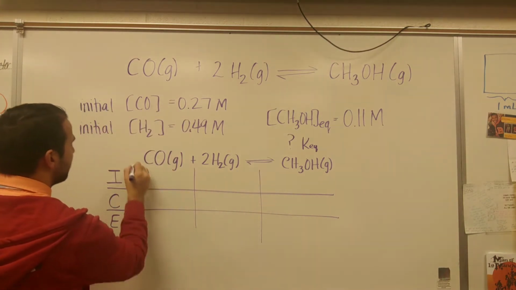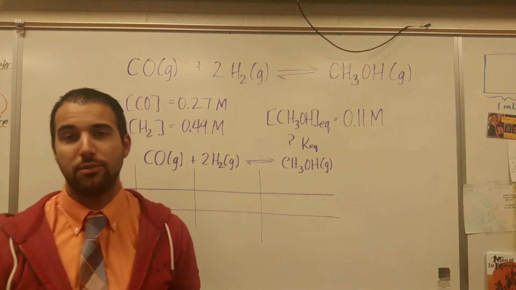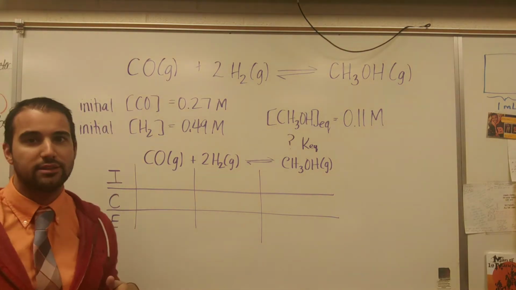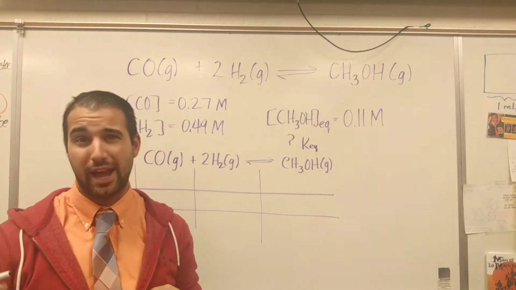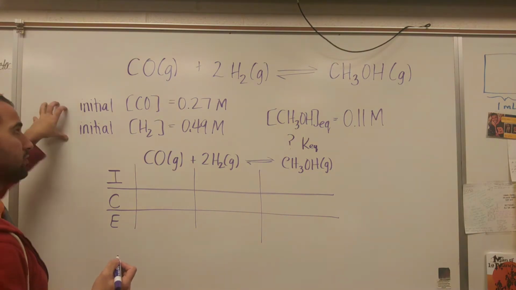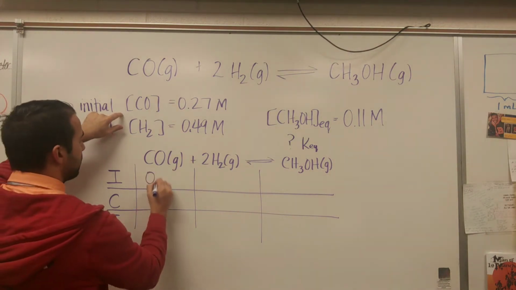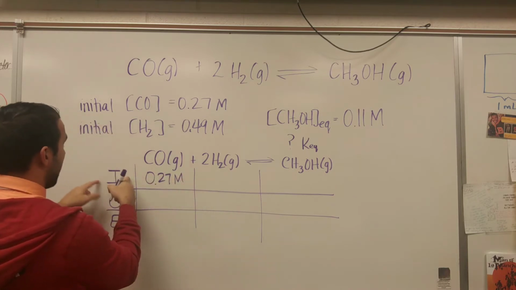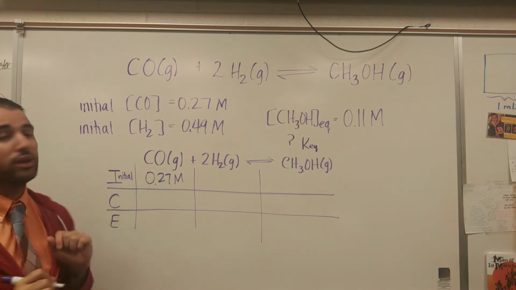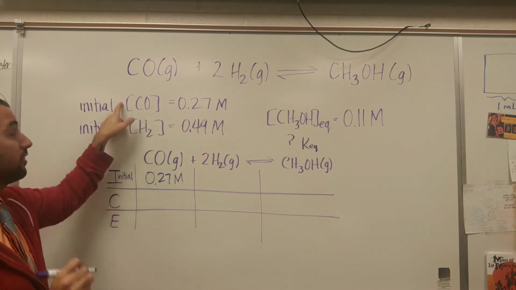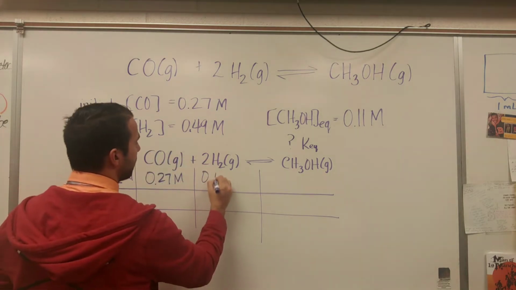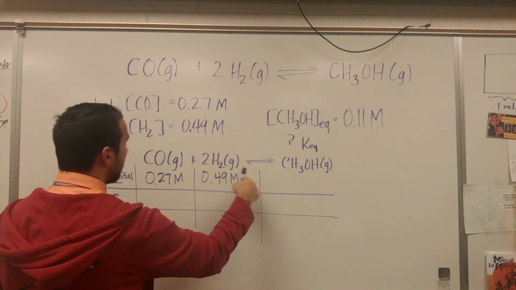And this should look very familiar because in the very beginning of the semester, I made you do what's known as a BCA table. So this is just like a BCA table, except instead of having an after reaction, we reach equilibrium. So initially, they told us that my initial concentration of CO was 0.27 molar. So I'm going to put that under I. I means initial. So my initial concentration of CO is 0.27 molar. That's going to go right here. They told us that my initial concentration of H2 was 0.49 molar. So I'm going to put that right here at initial.